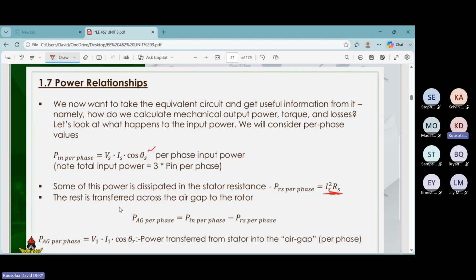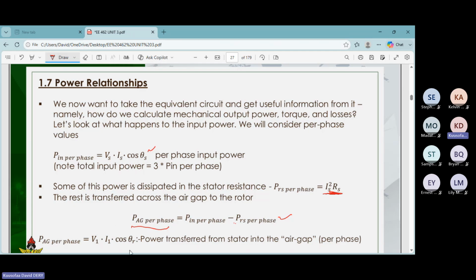So the power that is transferred from the stator through the air gap to the rotor is given by this expression. Since we are neglecting the iron loss on the stator side, the power is going to be P in minus P RS, that is the copper loss in the stator resistance. So that is given by this expression. Let's take note of this. It's going to be relevant later.